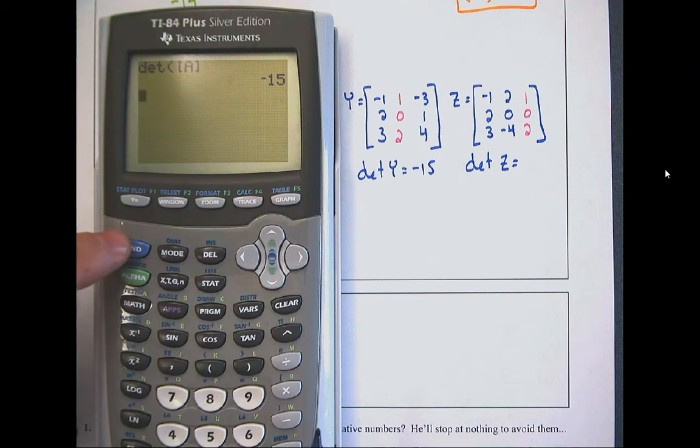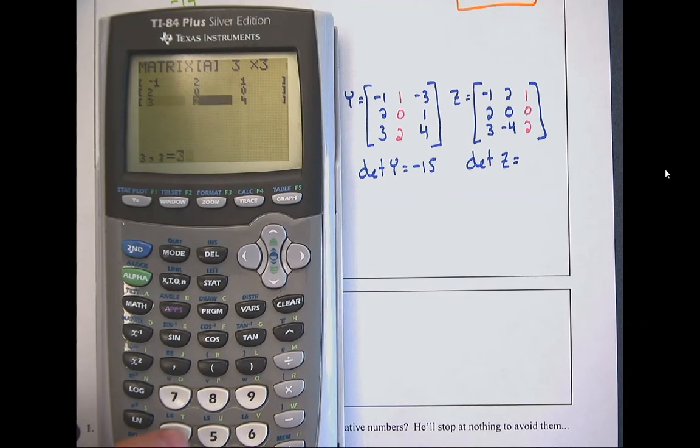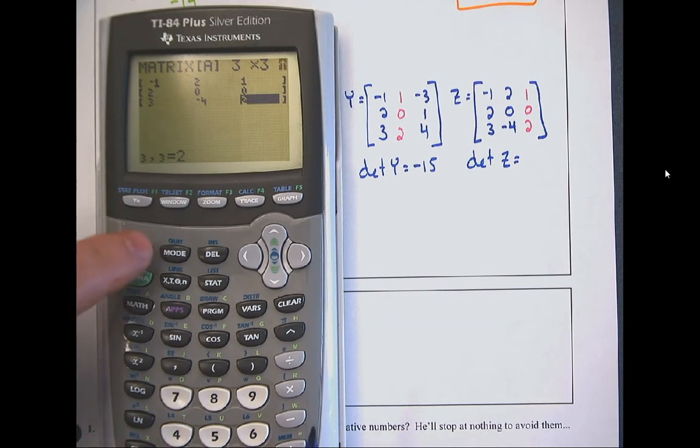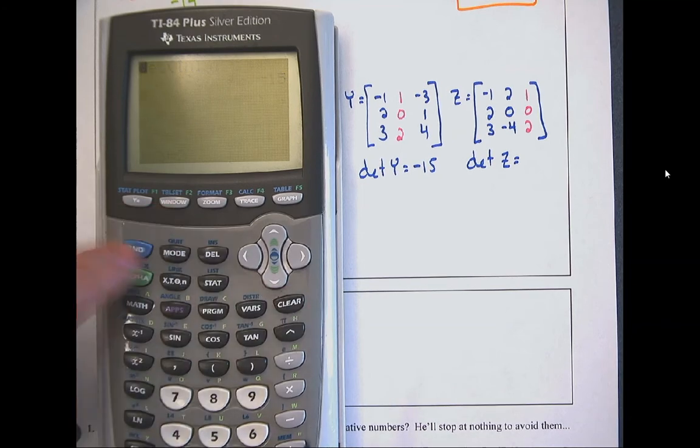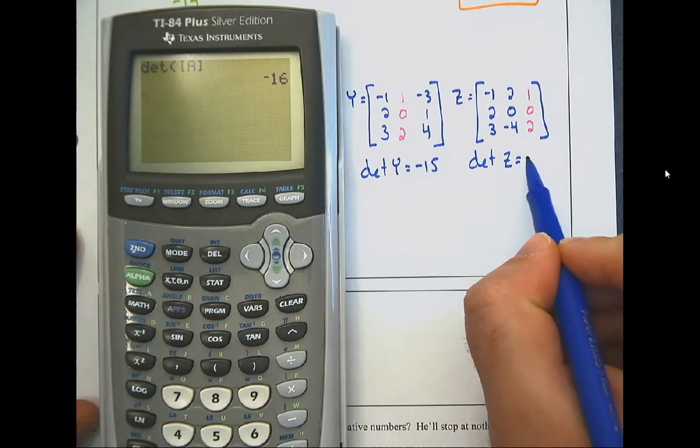I'll do this one the same way I did the last one. Second matrix, edit. It's a 3 by 3, negative 1, 2, 1, 2, 0, 0, 3, negative 4, 2. Quit. Clear. Second enter brings it up again. We get negative 16.